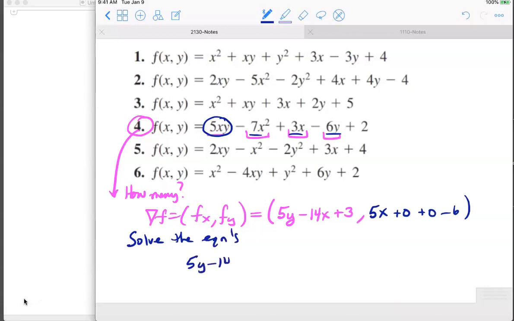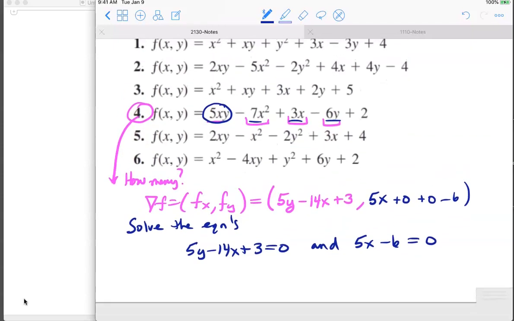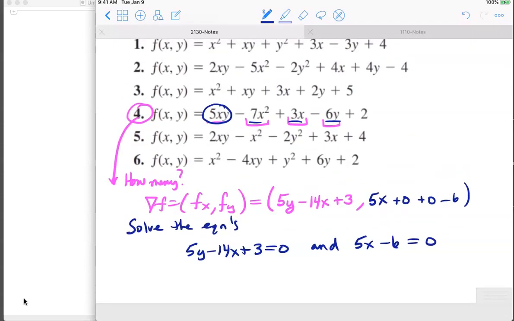5y minus 14x plus 3 equals 0, and the equation also has to be true that 5x minus 6 has to be equal to 0. Okay? So this actually is a pretty straightforward system of equations to solve. We can tell that 5x has to equal 6, which implies that x is equal to 6/5. Okay? And we can tell then that 5y minus 14 times 6/5 plus 3 has to equal 0.